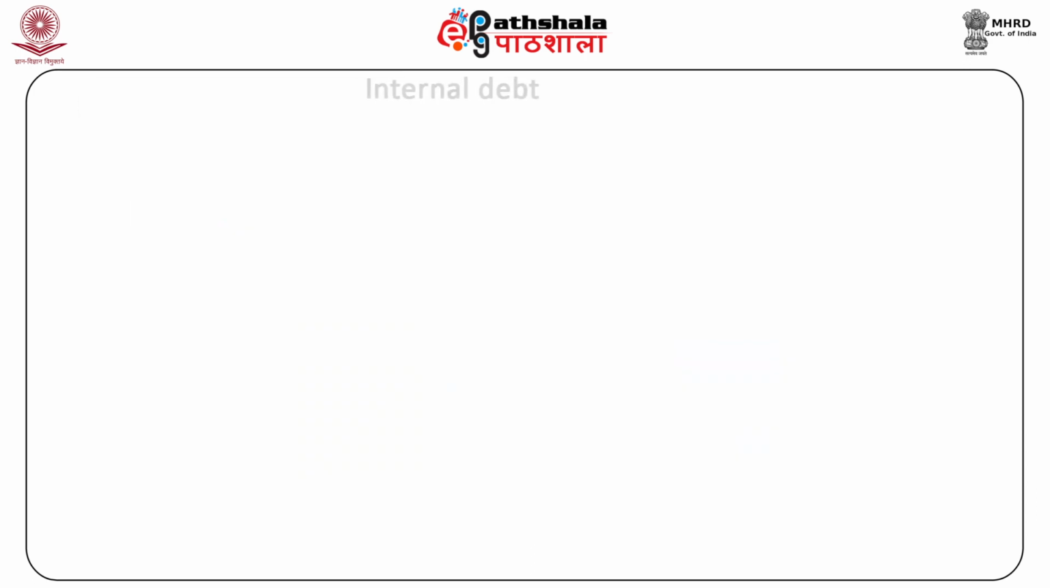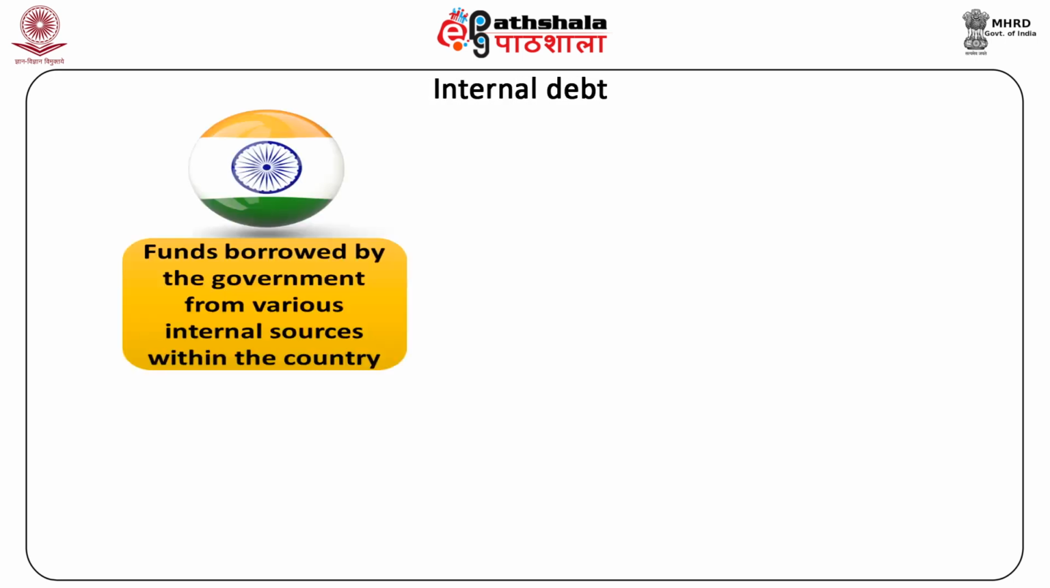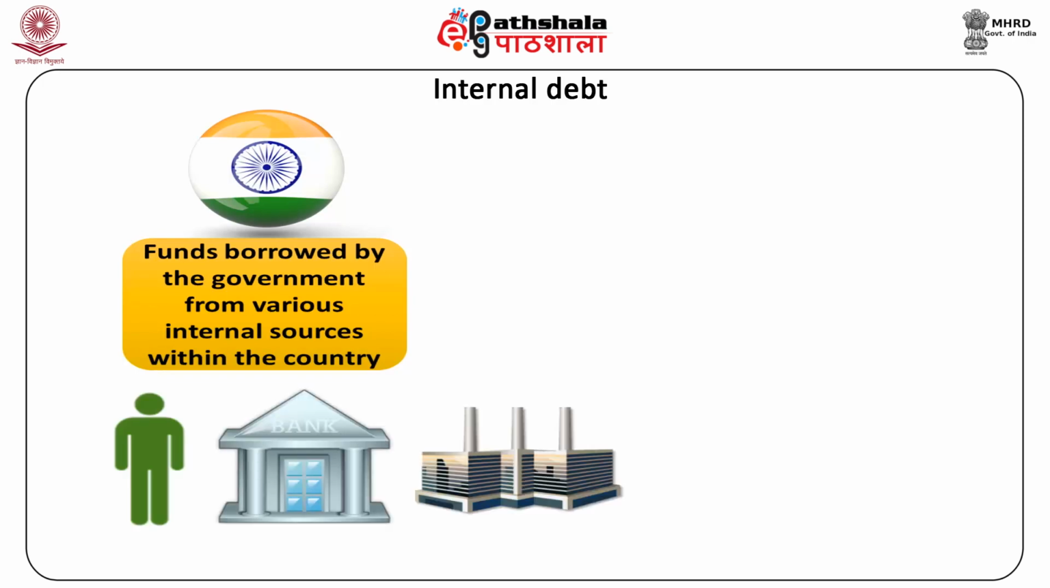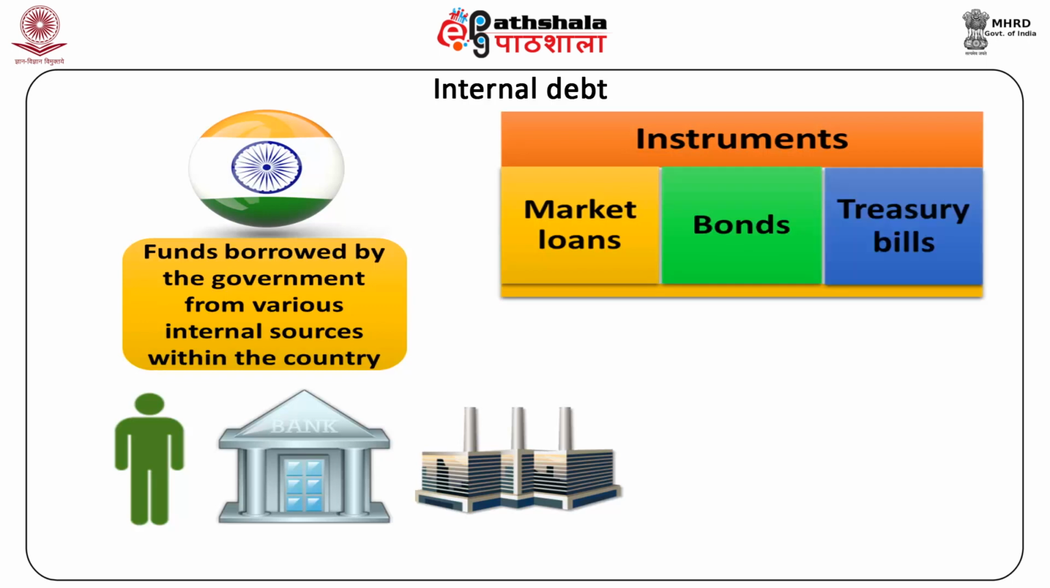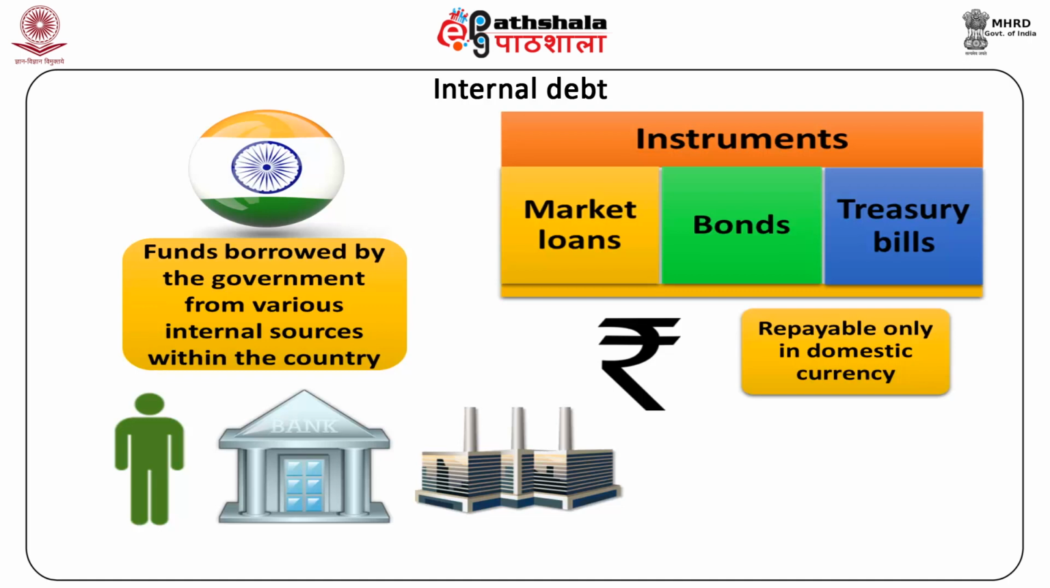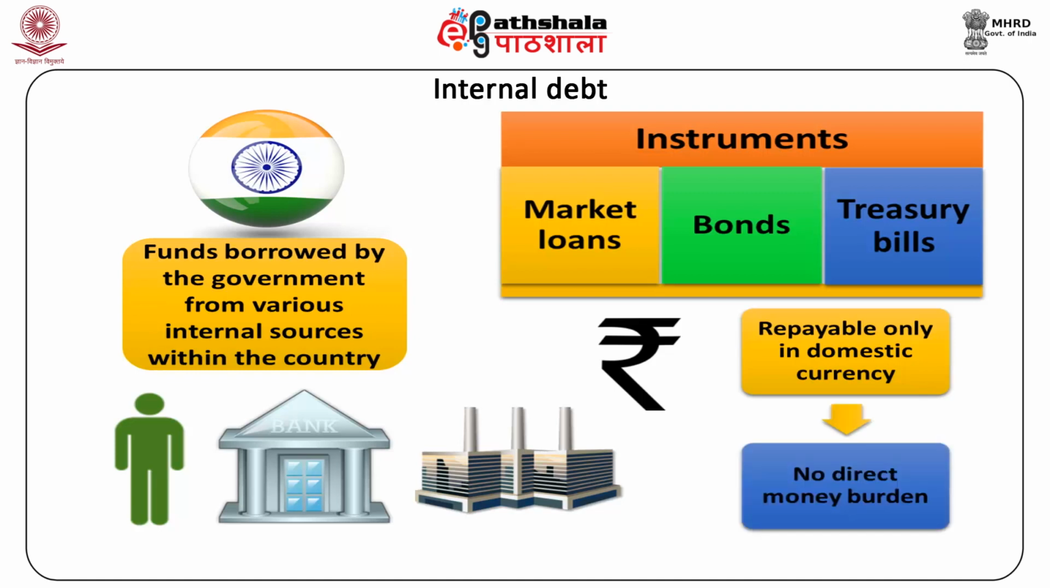The government borrows funds from internal and external sources. Internal debt. Internal debt refers to the funds borrowed by the government from various internal sources within the country, like individuals, banks, business firms, and others. The various instruments of internal debt include market loans, bonds, treasury bills, etc. Internal debt is repayable only in domestic currency. It implies a redistribution of income and wealth within the country, and so it has no direct money burden.